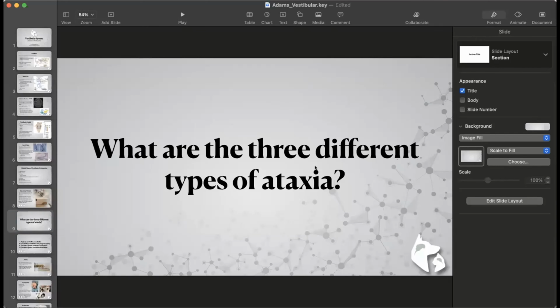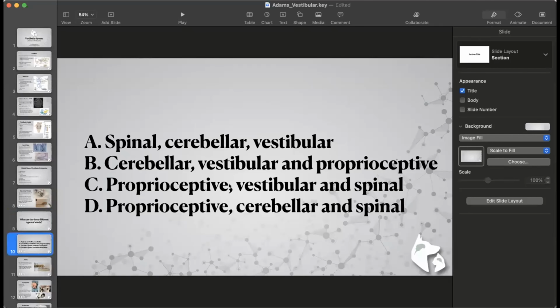So I did want to ask you guys a question, and you can just put your answer in the chat. We'll give you a couple of minutes to answer. I want to know if you can remember, and we did talk about this in the neuro exam lecture, what are the 3 different types of ataxia that we can see? So here are your options. If you just want to type in A, B, C, or D in the chat there. And then when we have some answers, we'll go back to the presentation and show you what answer it is, and then we'll move forward.